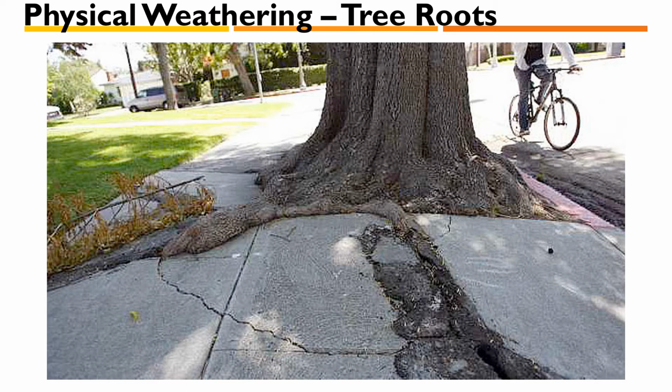Another example of physical weathering can be seen even around your neighborhood. You have trees and their roots that are expanding through the sidewalks and cement, which causes it to break apart into smaller pieces and becoming weaker. Physical weathering in your very own neighborhood.